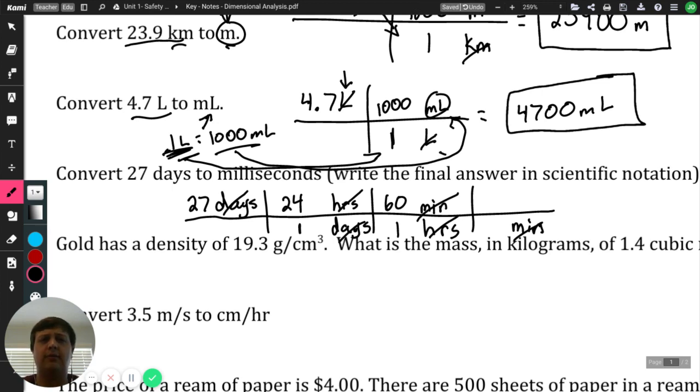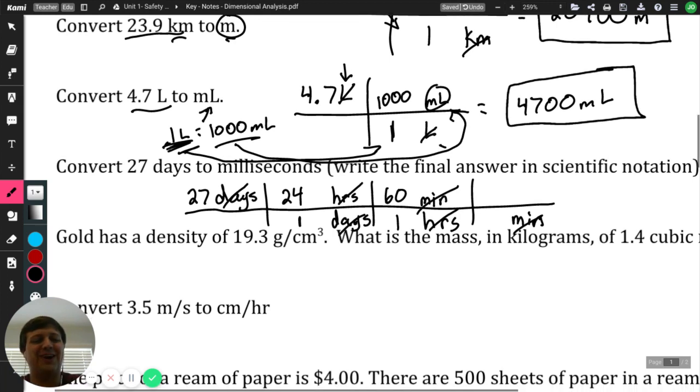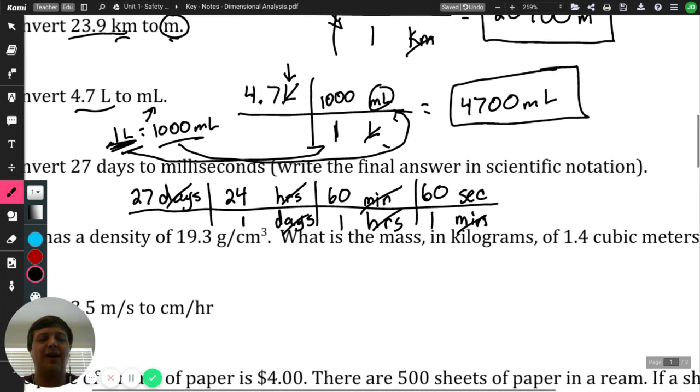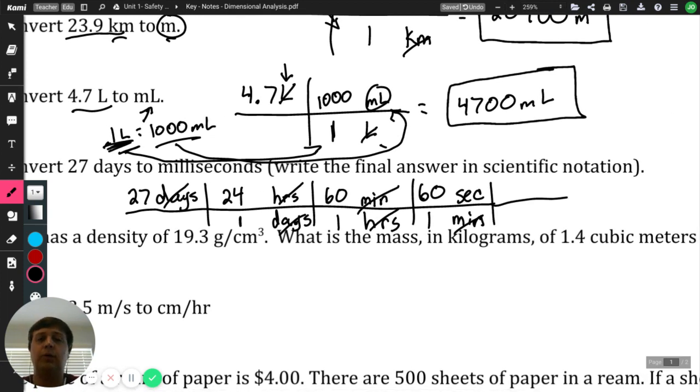Okay, so now let's think. Do we know how to go from minutes into milliseconds? No, I don't. Do I know how to go from minutes into seconds? Yes, I do, right? I know that I have 60 seconds in 1 minute. Is seconds what I'm looking for? Well, no, it's not. So we go one more step. Seconds into milliseconds. Do I know that conversion?